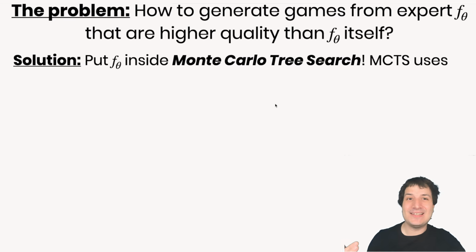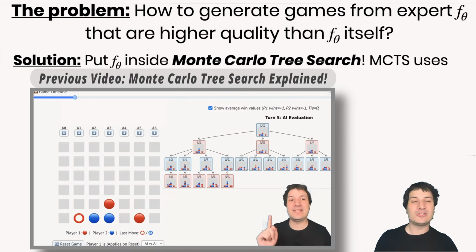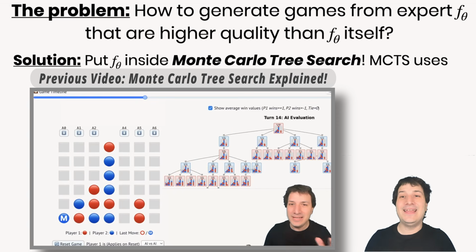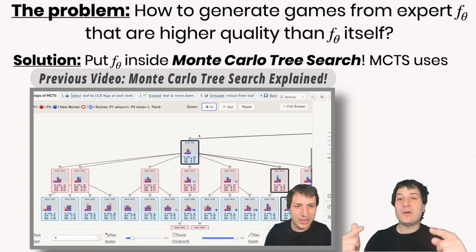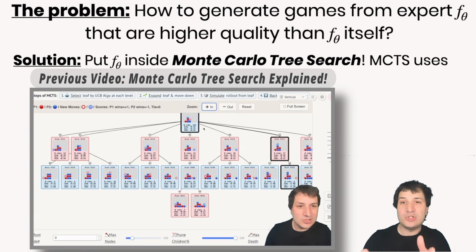And the secret is this thing called Monte Carlo Tree Search. In fact, I made a whole previous video about Monte Carlo Tree Search and exactly how it works. Monte Carlo Tree Search can work just on its own without an expert at all. It can generate a pretty good AI algorithm just by running simulations of what it thinks will happen in the future and using those to guide how it will choose the next move.